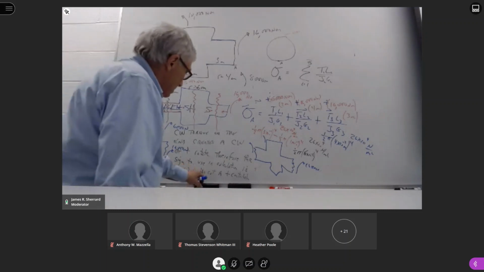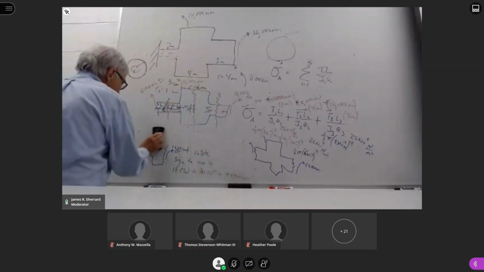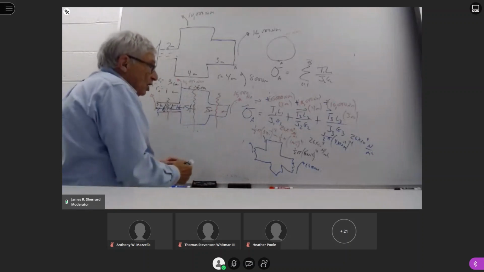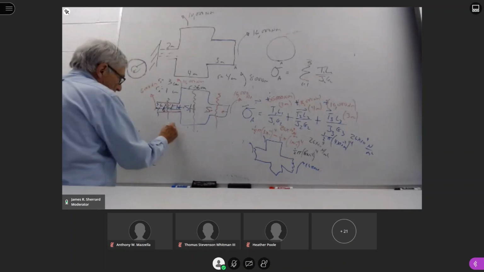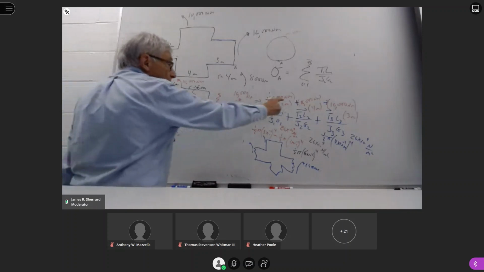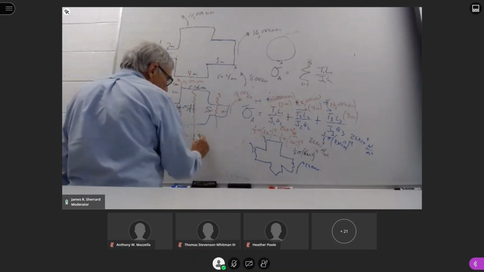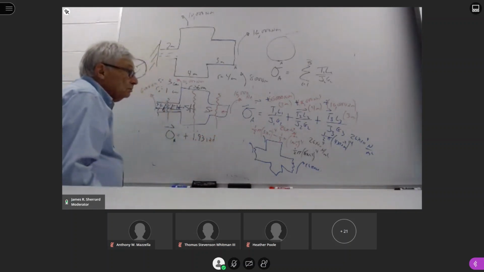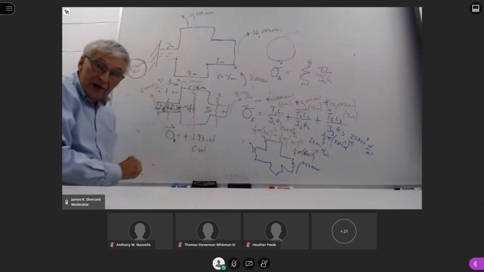Okay. Let me go back then and erase this. When I did this algebra, I came out with sigma A was going to be positive, and I think it was 1.93 radians, which means this is going to rotate clockwise.